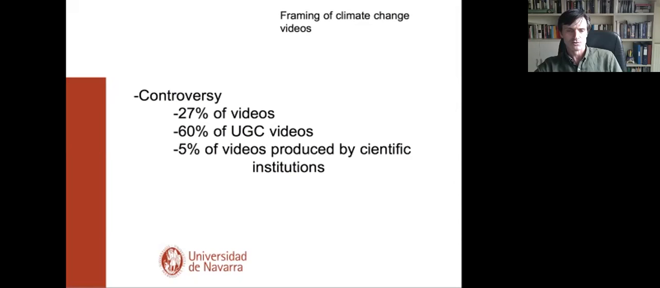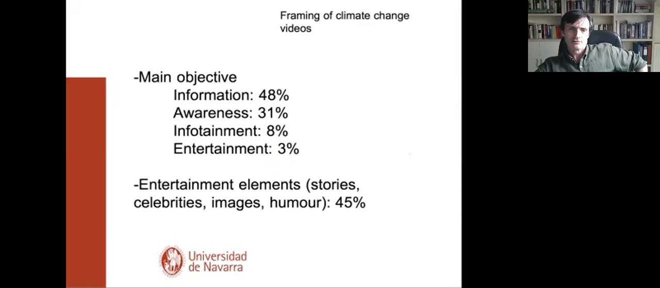What is the objective of the videos? Many of them are aimed at information. Quite a lot of them are also aiming for awareness. And then at the bottom, we have these other objectives, which are entertainment and infotainment. Infotainment is a mix of entertainment and information. This is quite relevant already, and it seems to me that it's going to grow. So it's something we should consider very seriously. Do we need to make our videos entertaining? Do we have to be funny?